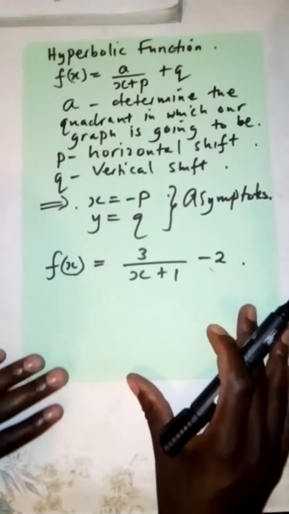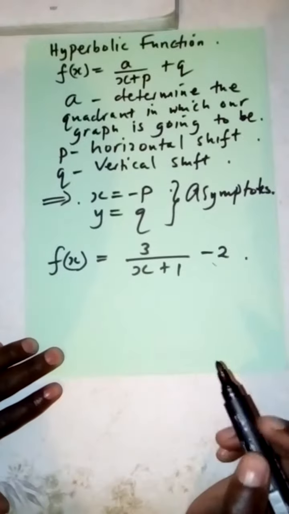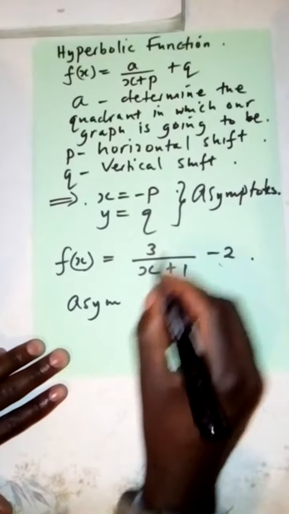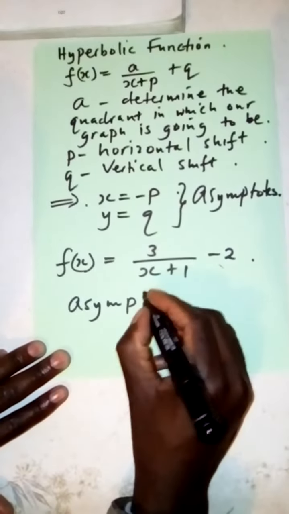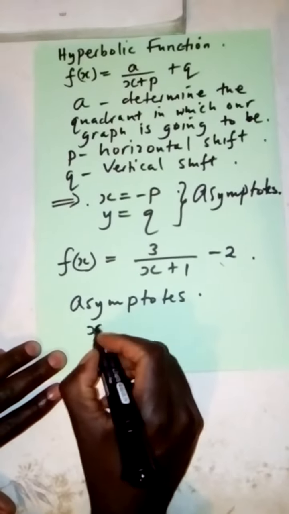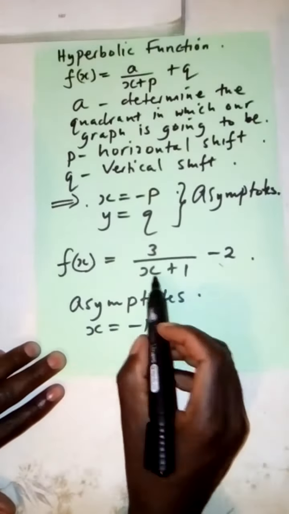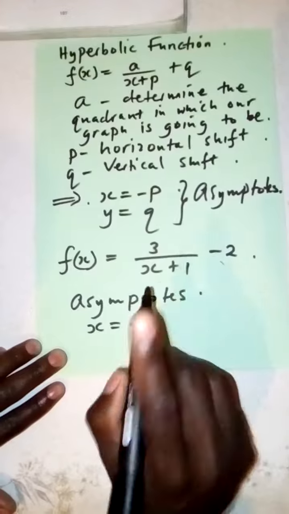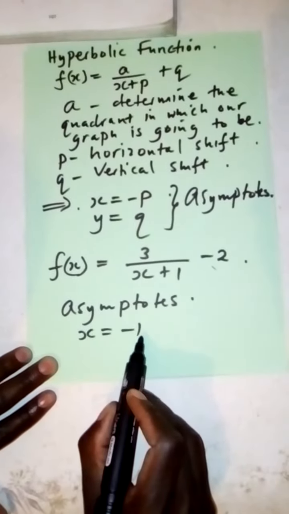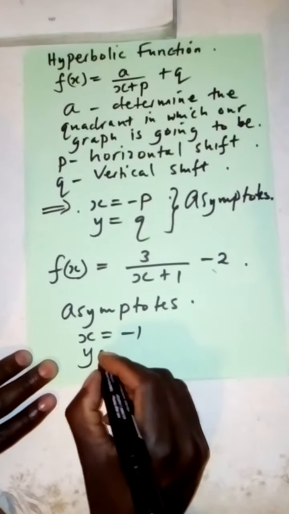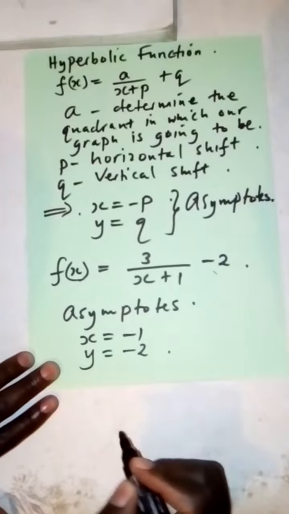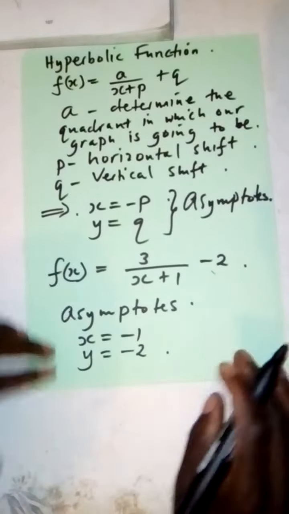Straight away, for you to be able to sketch this graph, you need to come up with the asymptotes, as I explained before. Our asymptotes are x equal to negative 1. Remember, I said x plus 1 equal to 0, then you solve it and get x equal to negative 1. And y you take as it is, so y equal to negative 2. We now have the asymptotes.